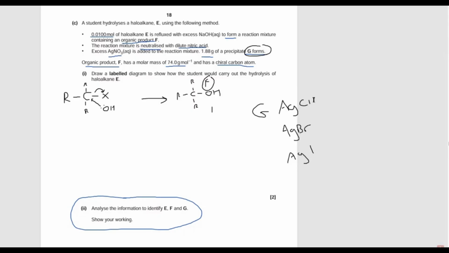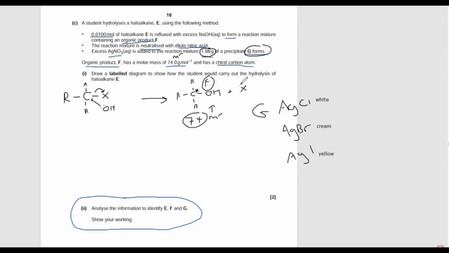Now, I know that the precipitate is going to be a silver halide. So silver chloride's white, silver bromide's cream, silver iodide's yellow. They don't tell us the color of the precipitate, which is a bummer. Otherwise, we could have worked it out. But we do know that F has an MR of 74. So you could go ahead and play with some carbon hydrogen numbers and see if you can work that out, knowing that the carbon must be chiral that's attached to the OH. Okay, so you can probably work that out from that.